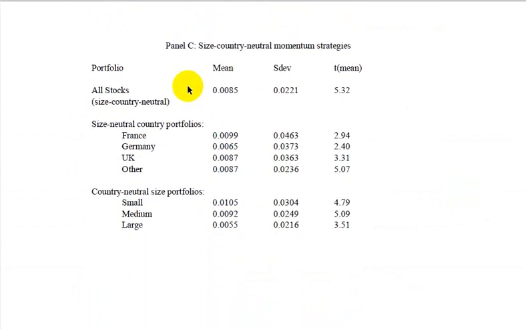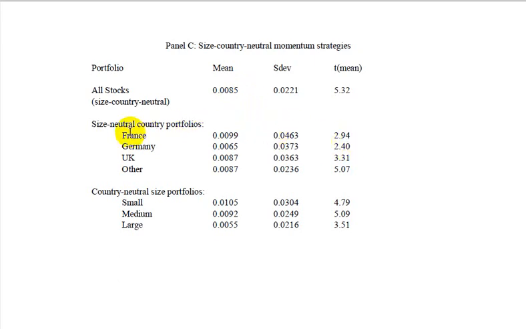And so here, just like the other tables, we have all stocks that were size, country, and neutral, or size and country neutral, that we discussed a moment ago. And it looks like the mean return was about 0.85% per month if you buy the winners and sell the loser portfolios. And that's with a standard deviation of 0.0221 and a t-statistic of 5.32. So that's a significant outperformance of the winner over the loser portfolios.